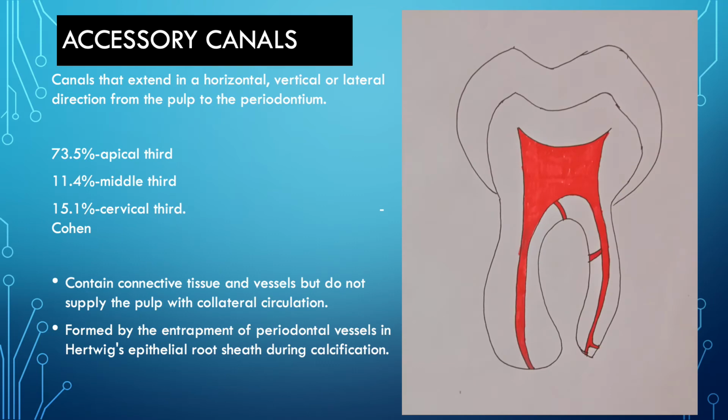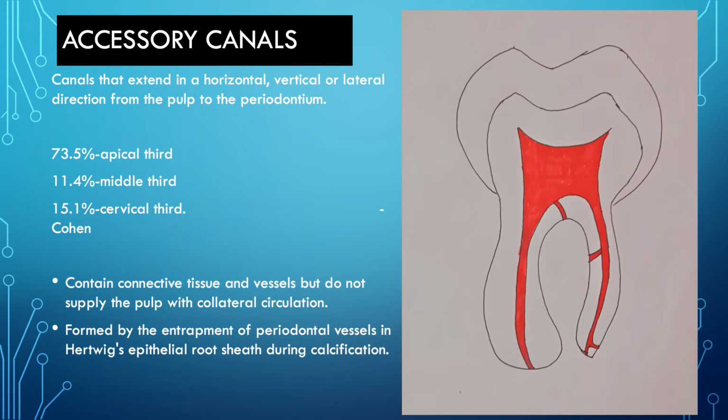Now, let's see about accessory canals. Accessory canals are canals that extend in a horizontal, vertical or lateral direction from the main pulp canal to the periodontium.